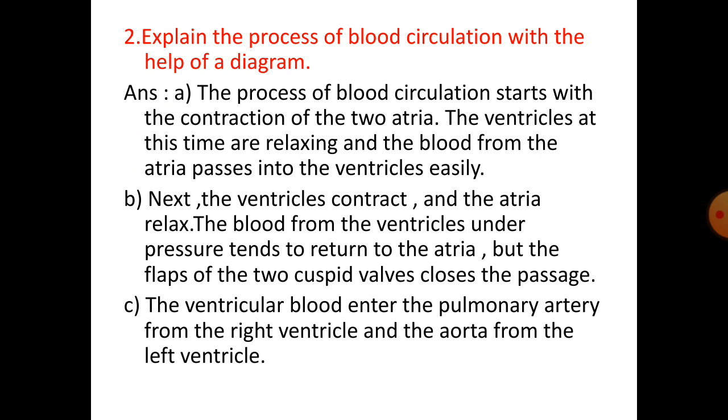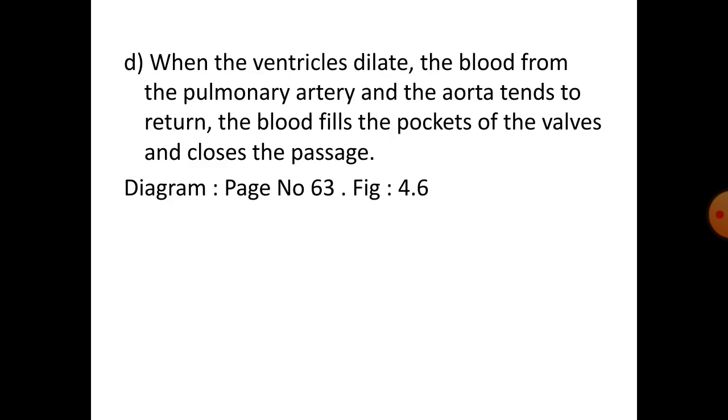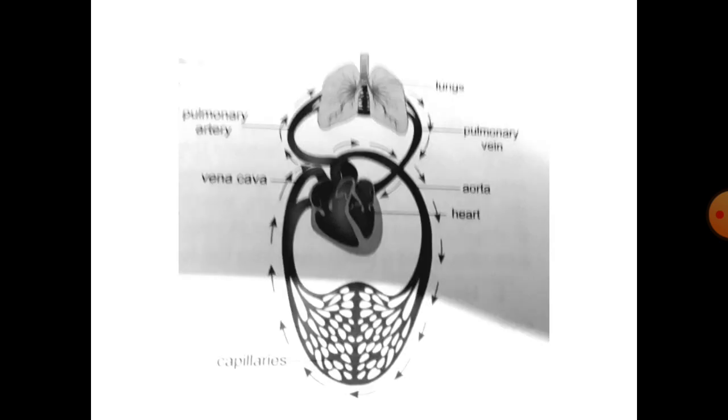The ventricular blood enters the pulmonary artery from the right ventricle and the aorta from the left ventricle. Number D. When the ventricles dilate, the blood from the pulmonary artery and the aorta tends to return. The blood fills the pockets of the valves and closes the passage. So, the diagram you will draw from your book, page number 63, figure 4.6, and this is the diagram.